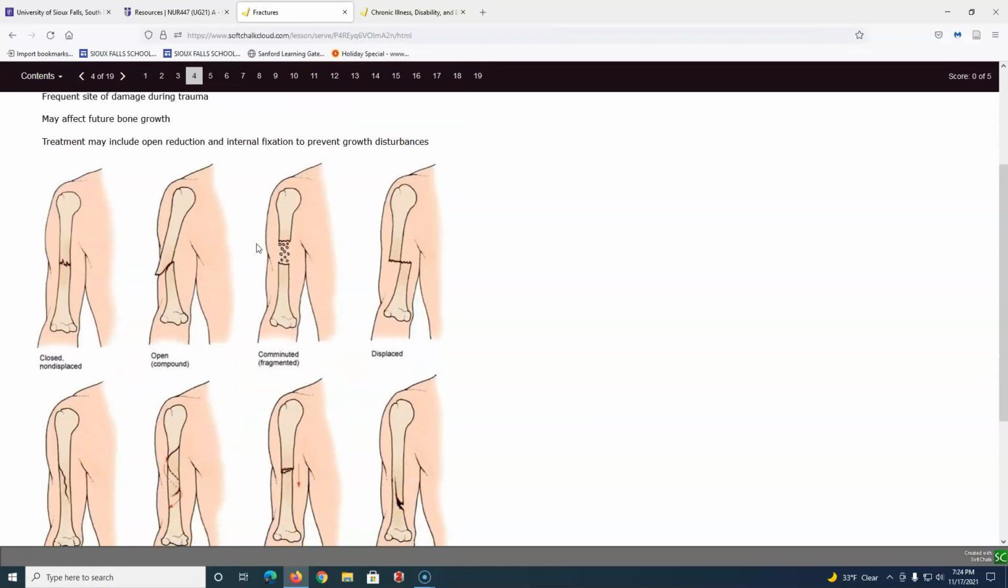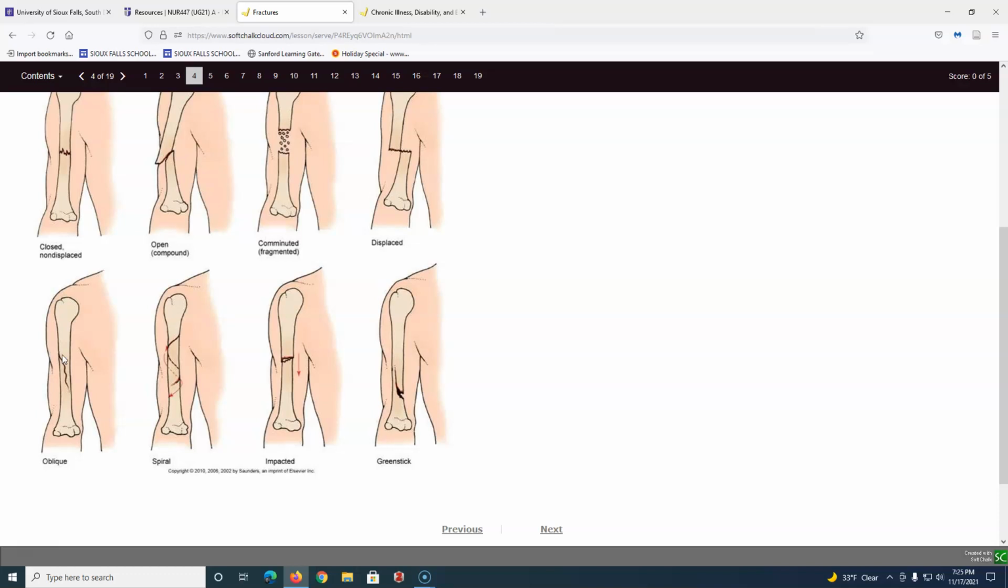So different types of fractures include closed. So this is non-displaced and closed, so it's together and it's sticking inside of the body. Open means it's coming outside of the body. Comminuted, you get little fragments of this. This is usually a crush injury. Displaced means that it's broken and it's not lined up. You get an oblique, so it goes diagonal. You can get a spiral fracture, so there's some kind of a rotational injury on this. You can get impacted, so compression once again.